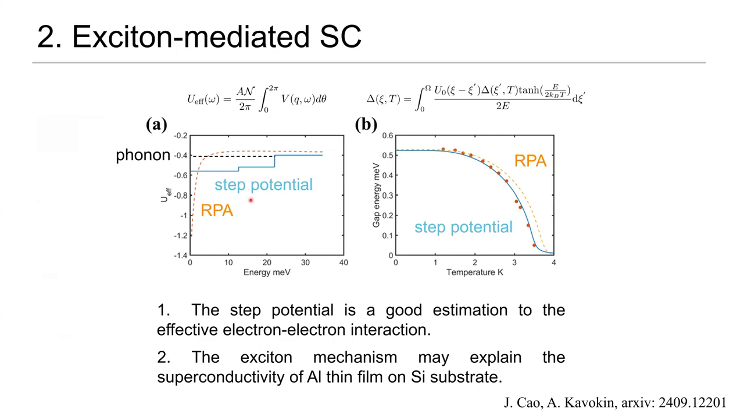And also the exciton mechanism may explain the superconductivity of the aluminum thin film on the silicon substrate. So these red dots are actually experimental results from a published paper, and we made such a comparison to this. This is what we found for the exciton mediated superconductivity.